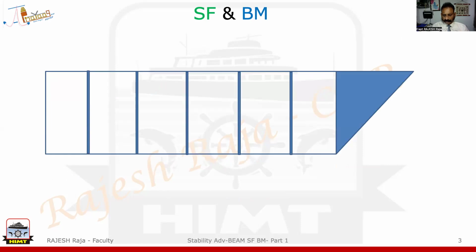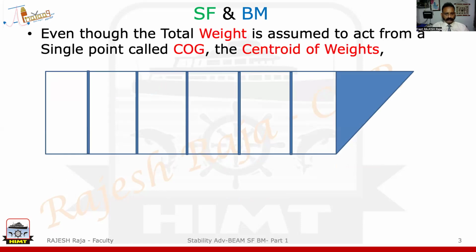Now let me take quickly shape of a ship, and I've divided them into various holds or compartments. Now one of the most important thing you should agree is, even though the total weight is assumed to be acting from a single point called center of gravity, which is also called a centroid of weights, geometric center of weights, I can show you, let us say, assume that this vessel had the COG at this place and it will be vertically acting downwards.